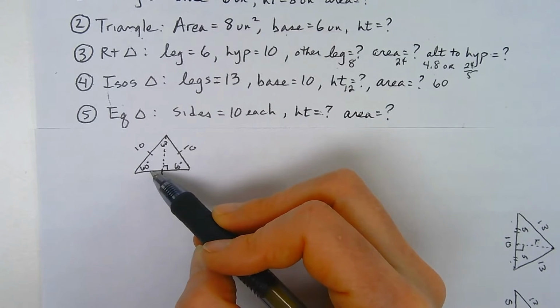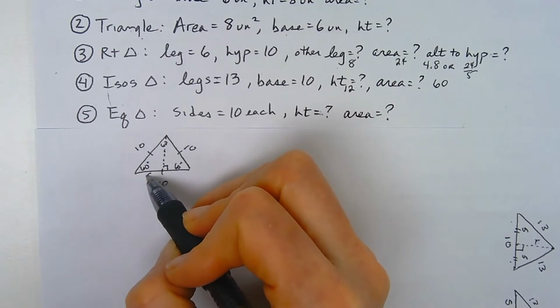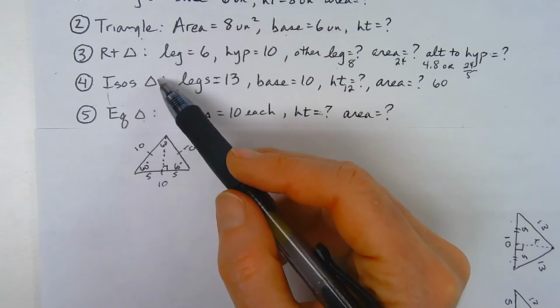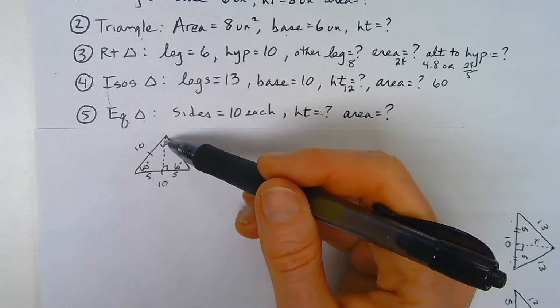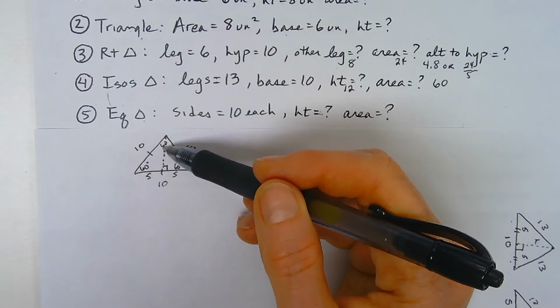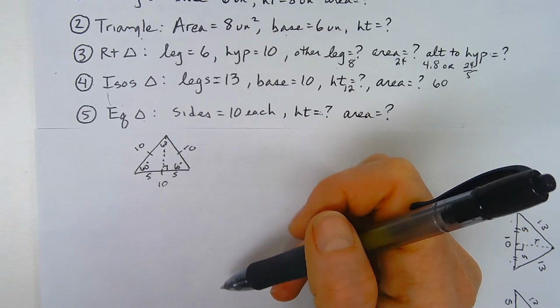So it does divide this side of 10 into equal parts. So this is 5 and this is 5. This is the key part to know with equilateral and isosceles triangles. When you drop this height down from this vertex, then you will divide the opposite side into congruent parts.